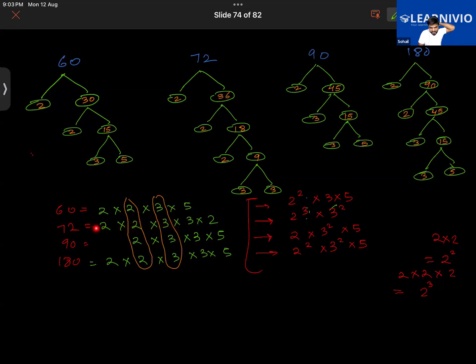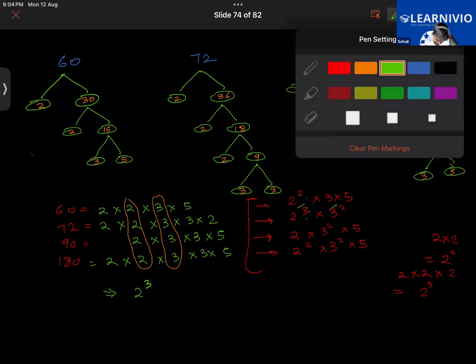Also look at it in this manner. For 72, 2 is being repeated how many times? 1, 2, and 3, right? But for 60, it is repeated only 2 times. For 90, it is present only one time. And for 180, it is present 2 times. So you have to take this 2. So select out this 2. Getting it, all of you? What I have done over here?